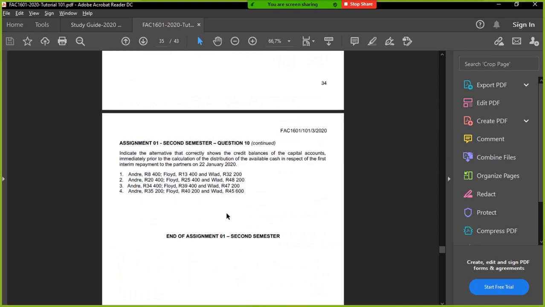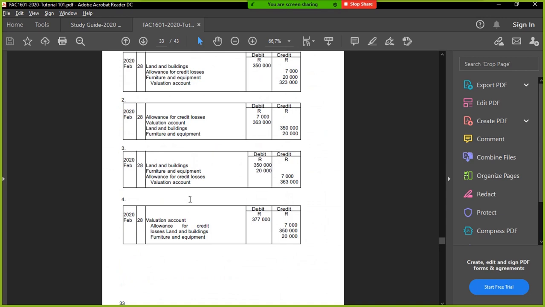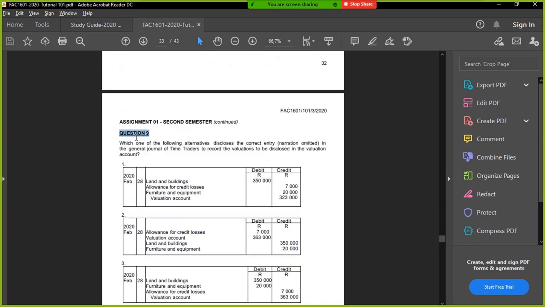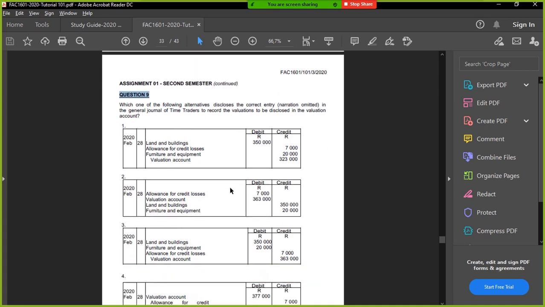And let's have a look at 10. 10 is a liquidation. You can't do that. So the first 5 questions, including question 9, you can do based on what we've covered so far. If you want to practice, go back and try question 1 to 5 in your assignment and question 9. Based on what we've covered to date, you should be able to manage those questions.